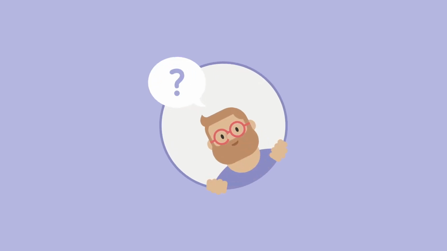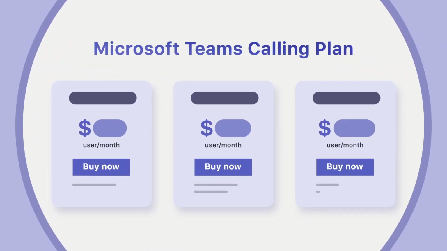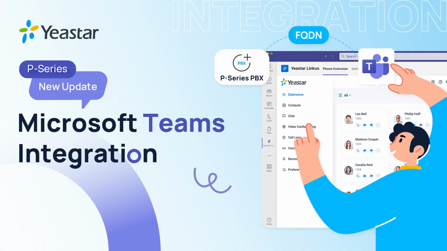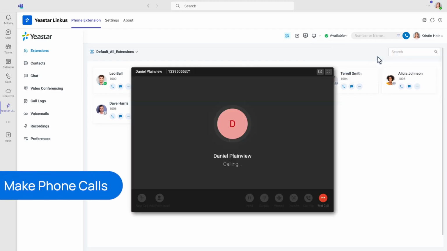Are you using Microsoft Teams for communication and collaboration but finding the Microsoft Teams calling plan is too expensive? Yeastar has the solution for you. By integrating your business phone system based on Yeastar P-Series PBX with Microsoft Teams, you can make and receive phone calls directly from the Microsoft Teams interface.